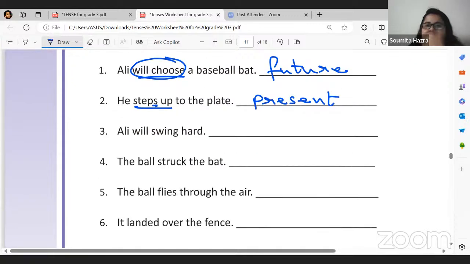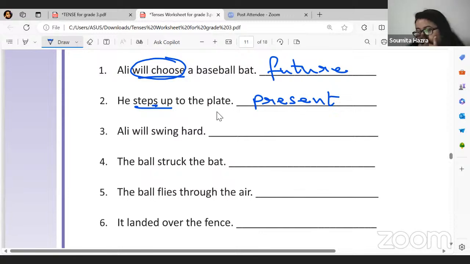Now I will not identify the verb. I am underlining the verb, so it's becoming easier for you now. So you will now identify the verb yourself. Number 3. Ali will sing hard. Number 3.